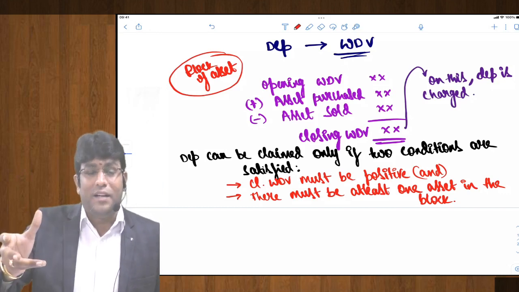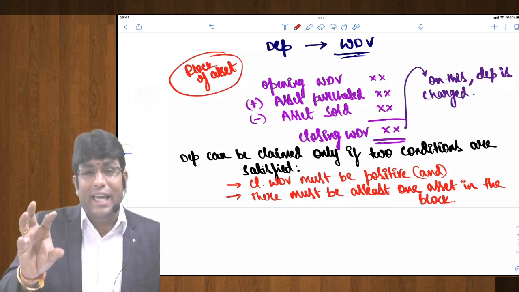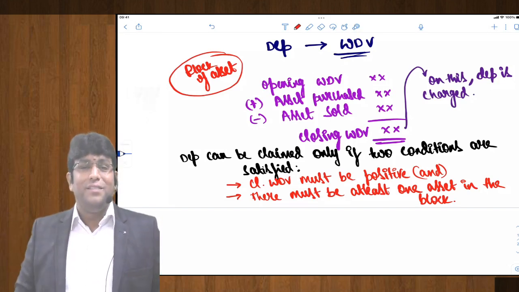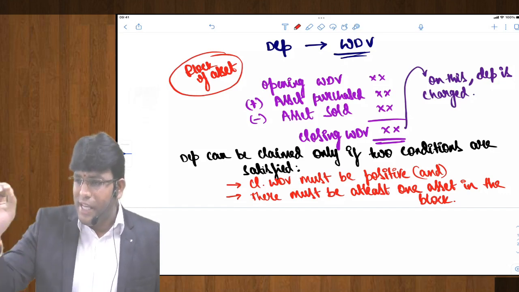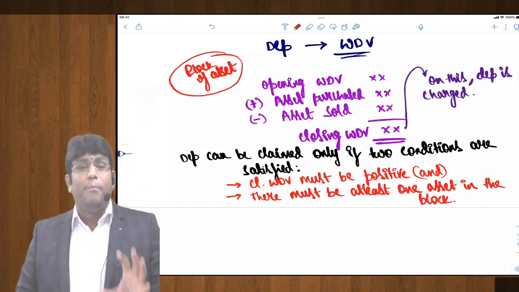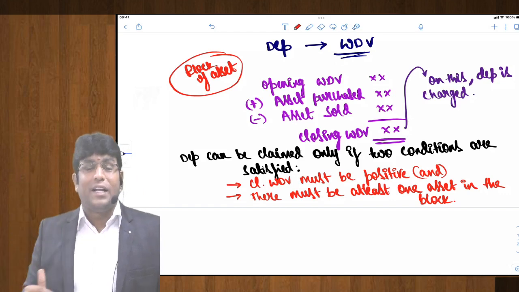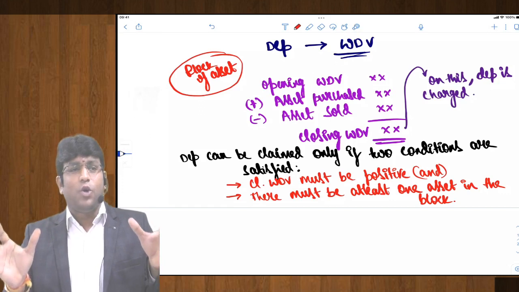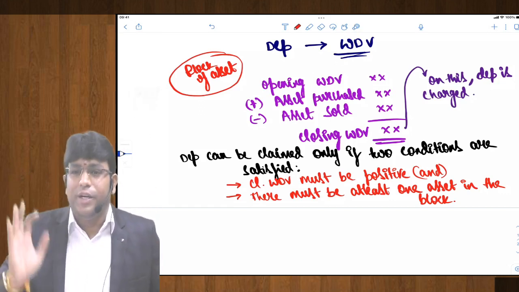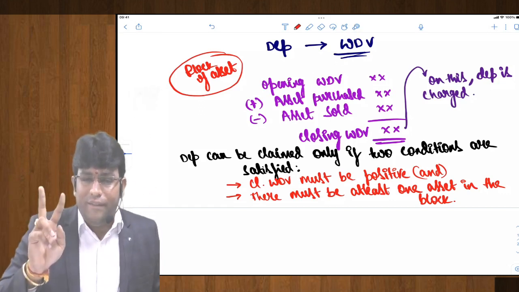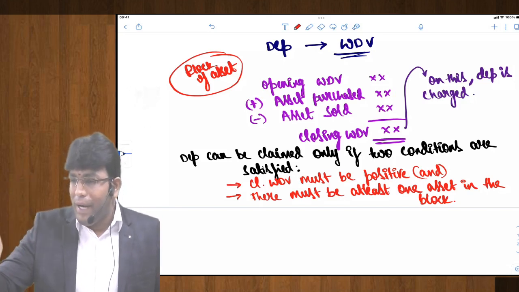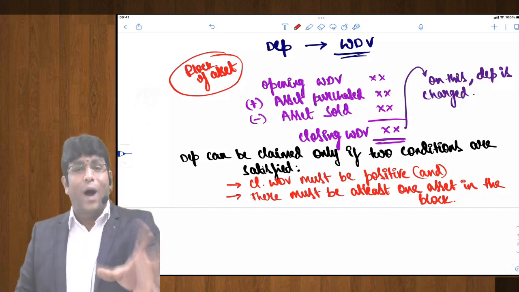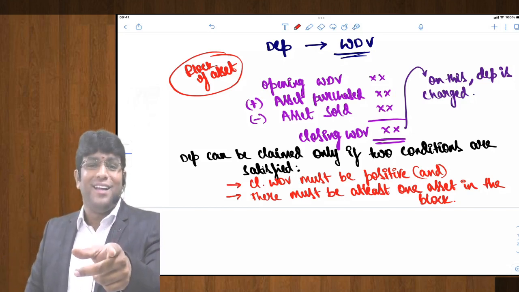Then some special story will come, that is a concept of capital gain or loss, which we'll discuss in detail separately. But in general, under income tax law, depreciation is calculated only on the basis of block of asset. And what is the methodology to calculate? Opening WDV, add asset purchase less asset sold, balance is closing WDV. On the closing WDV, depreciation can be charged only when two conditions are satisfied. Number one, closing WDV must be positive and there must be at least one asset in the block. Come on, next.